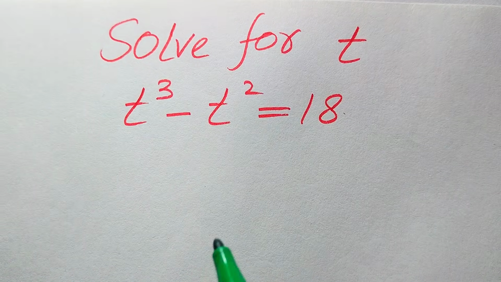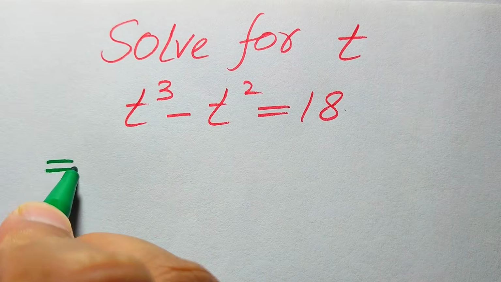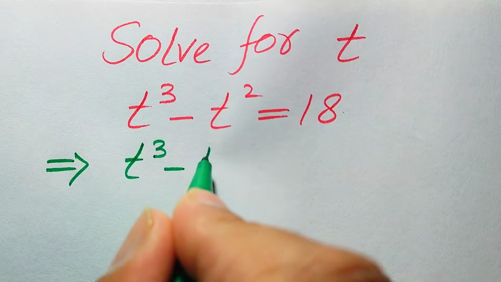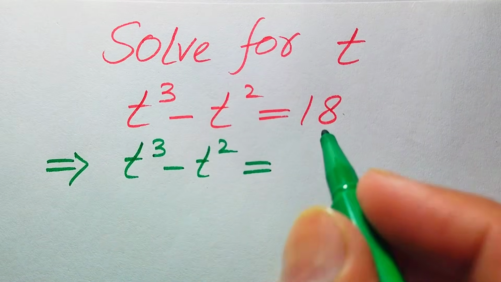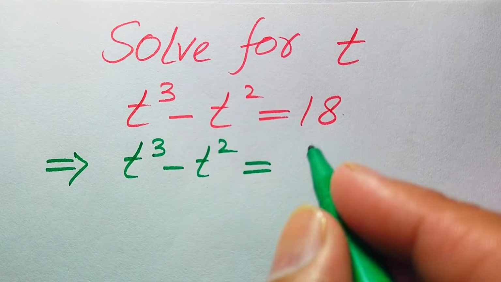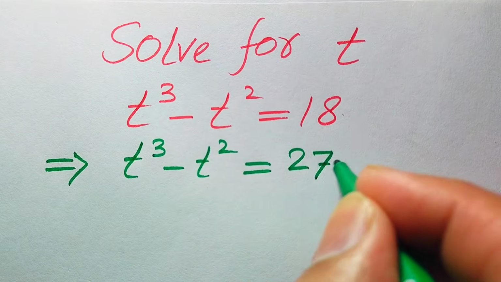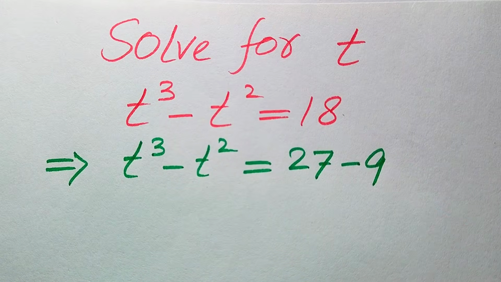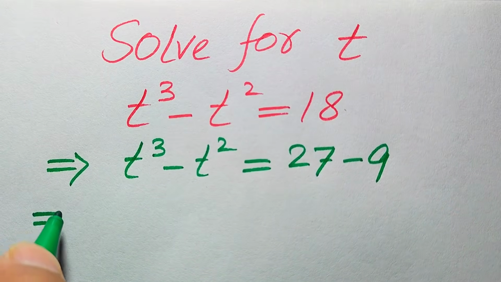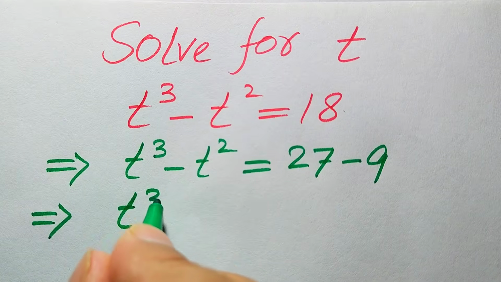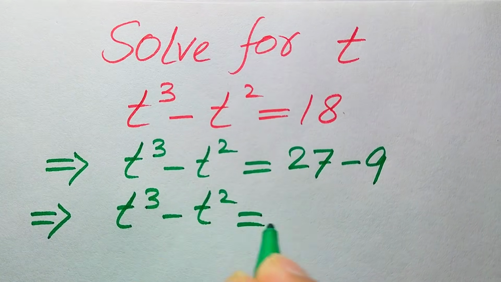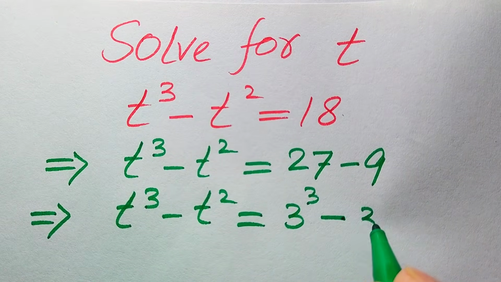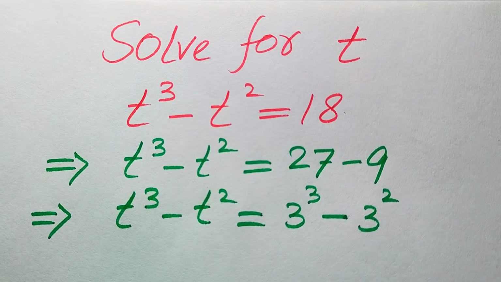So we move towards the solution of this problem, and the very first thing we are going to do is focus on the right hand side, where we have t cubed minus t square is equal to 18, and we write this 18 as 27 minus 9. We know that 27 minus 9 becomes 18. Further, we rewrite this equation as t cubed minus t square is equal to 27, which we write as 3 cubed, minus 9, which we write as 3 square.